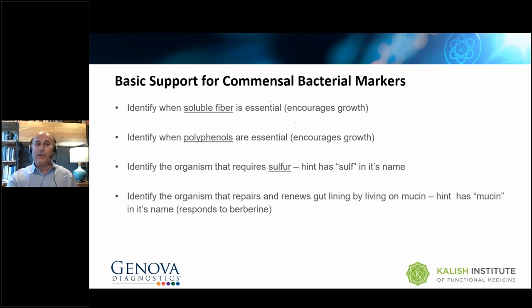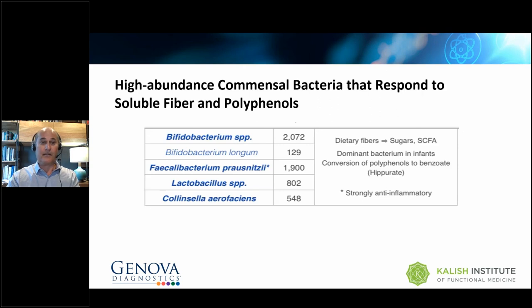Now, if you're wanting to support the commensal bacteria, and this is again stage one, you're going to want to figure out about fiber, polyphenols. There's some of these organisms that require sulfur, Desulfovibrio piger, okay, requires sulfur. And then there's some of them that respond to berberine. Akkermansia will grow out more effectively if you give a person berberine. Convenient.